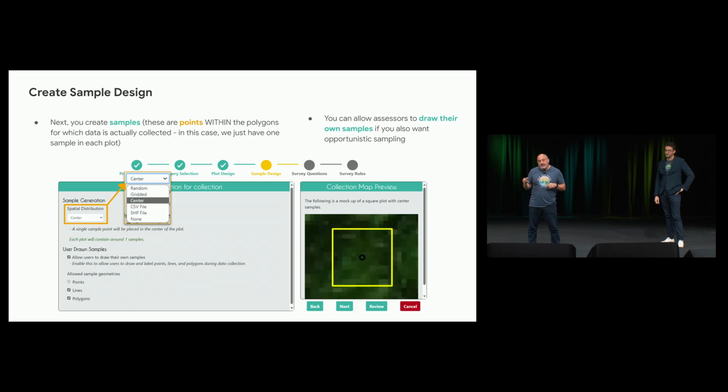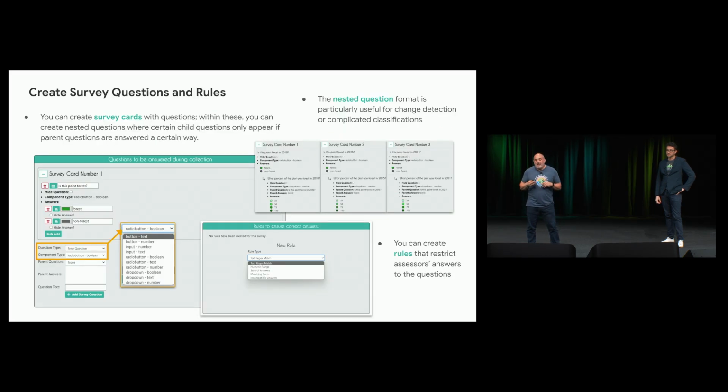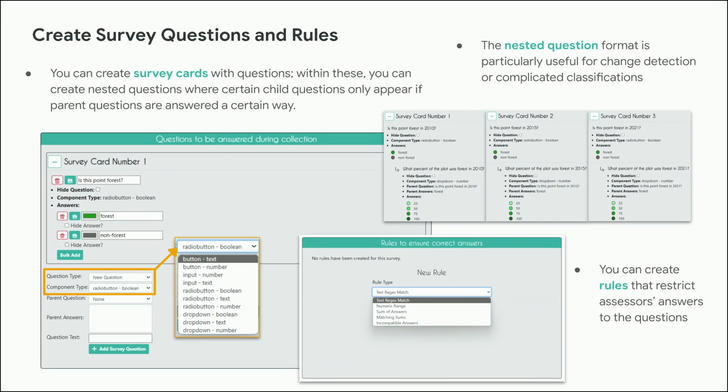Okay, so once we do that, hit next. Then I start building my questions, right? What kind of survey questions do I want to build? What are we studying again? Forest cover. Yes forest, no forest over time. So I'm going to build 3 different survey cards, one for 2000, one for 2015, and one for 2021.